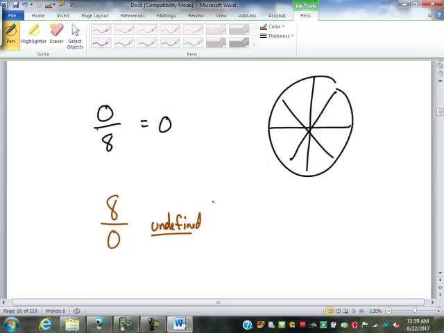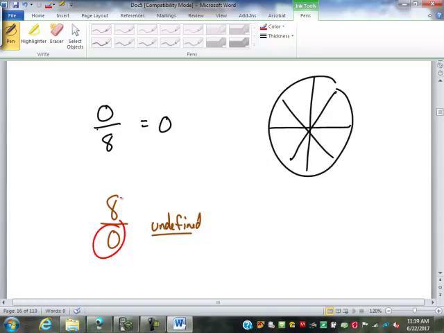The reason is, this is telling me it takes 0 pieces to make a whole object. In other words, those pieces don't exist. If it takes 0 pieces to make a whole object, how can I have 8 pieces? How many whole objects does 8 pieces make? Well, it doesn't take any of them to make a whole object.